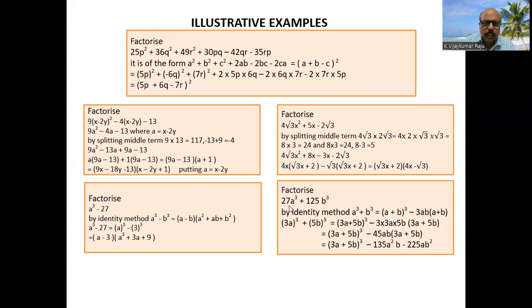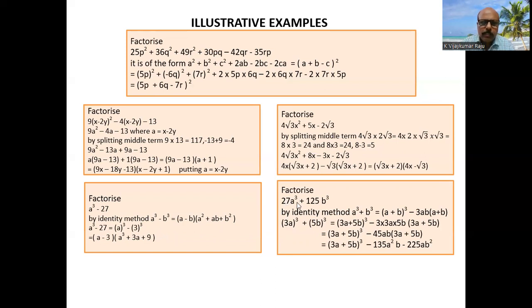Now see here, 27a raised to 3 plus 125b raised to 3. Now for a plus b whole cube, we can use this second identity here: a raised to 3 plus b raised to 3 is a plus b whole cube minus 3ab into a plus b. I have discussed this identity also when discussing the identities. I'm using one identity for one method and the other for the other so that you know how to use both the identities.